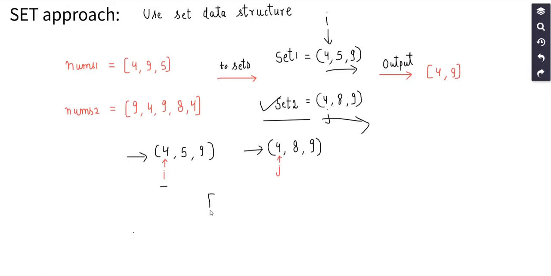Since they are matching, I push 4 into my resultant array. Now we move the pointers here. Okay, 5 is not matching with 8, so we move to the next element. 9 is matching with 9, then we push 9 here.